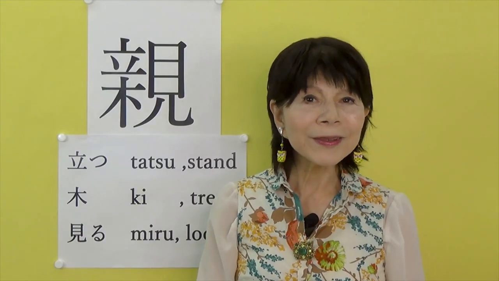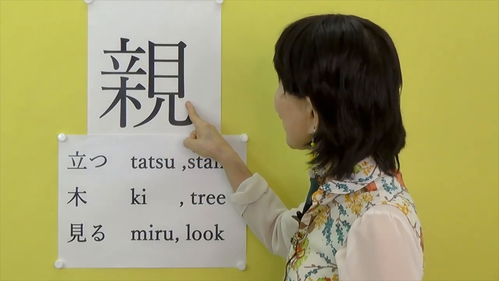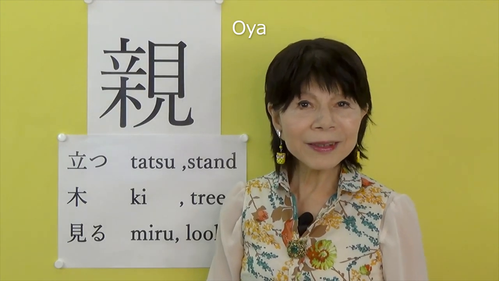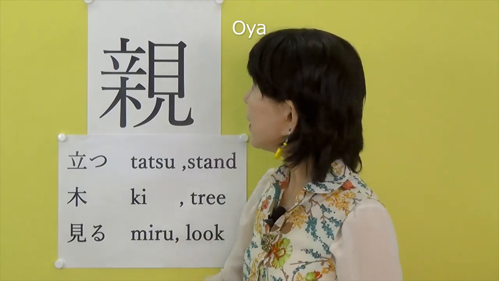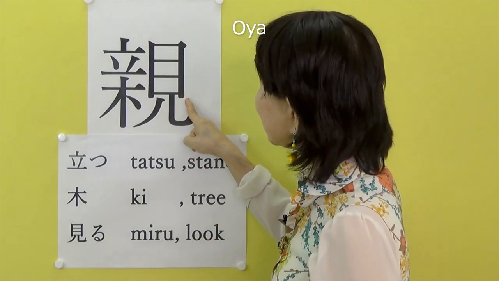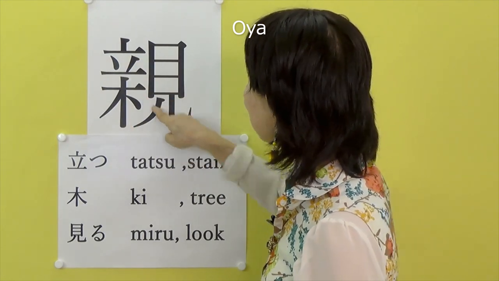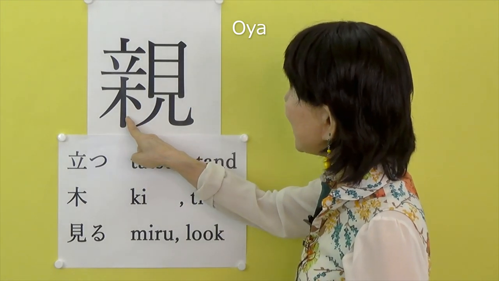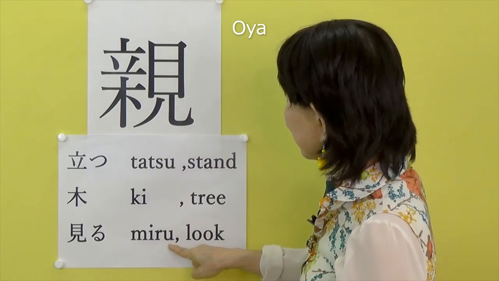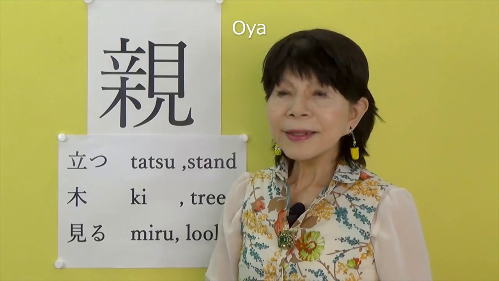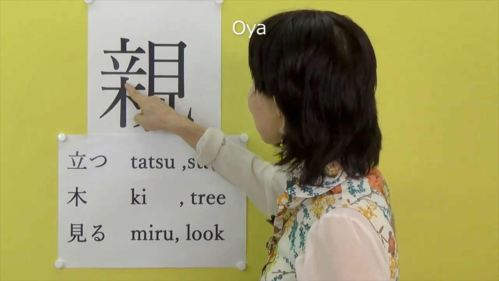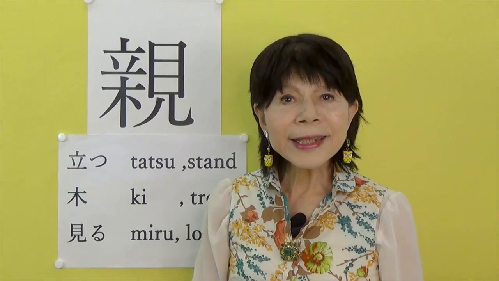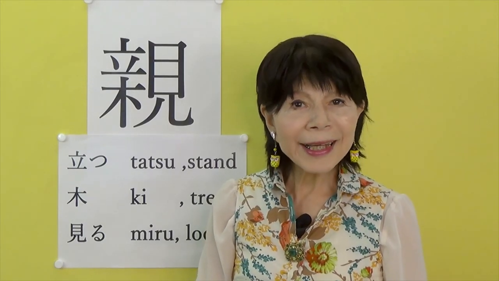Finally, you learn a difficult kanji. This kanji reads oya, meaning parent. Do you think you can write this kanji? Too difficult? Don't worry, you can do it. This character is made up of three kanji. This one, and this one. This kanji reads tatsu, meaning stand. This is tree. This kanji reads miru, meaning look. Imagine someone stands on the tree and he or she is looking at you. It's your parent.